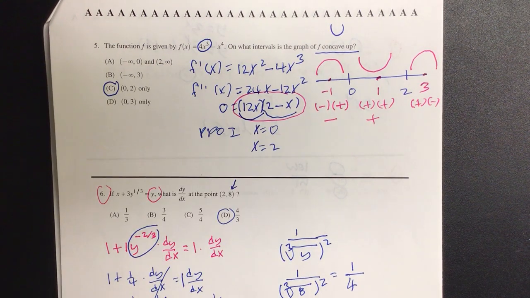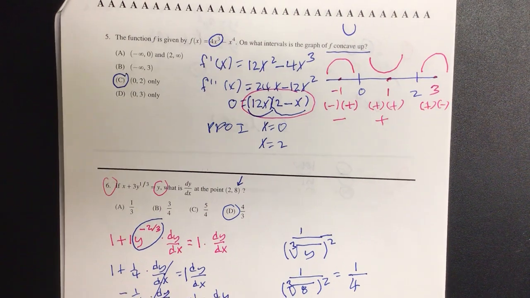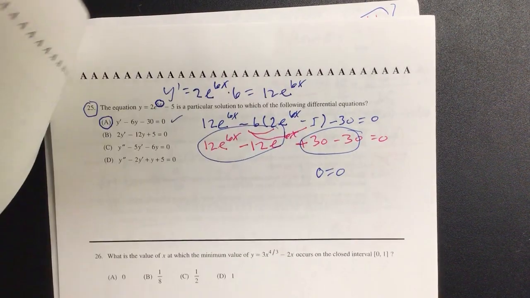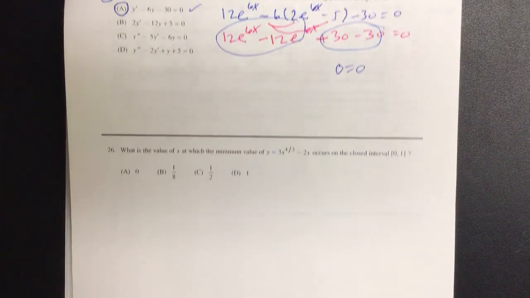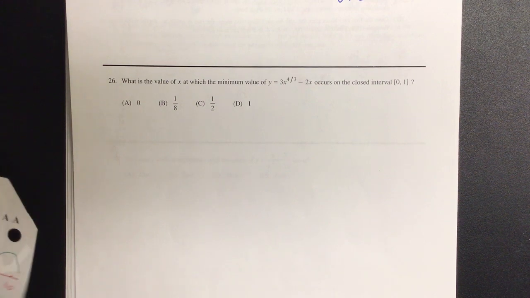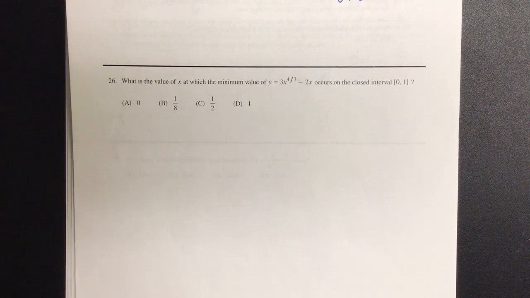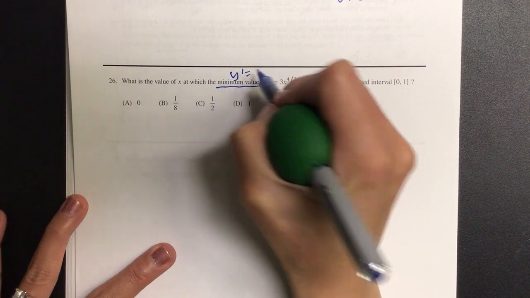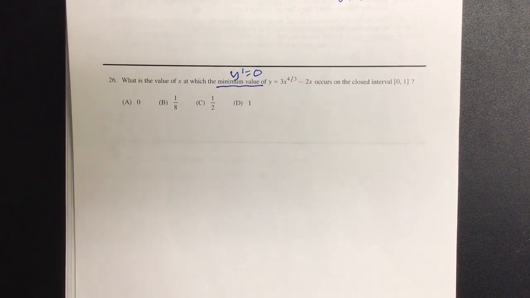Okay, let's go on to number 26. All right, Presley, let's read number 26. What is the value of x at which the minimum value of y equals 3x to the 4/3 minus 2x occurs on the closed interval 0 to 1? Okay, so since we're looking at the minimum, we're looking for when y prime is equal to 0. So we need to first take the derivative.